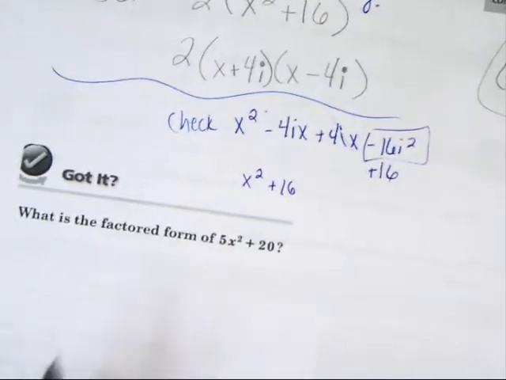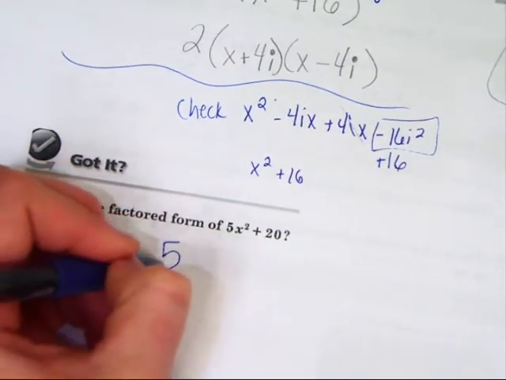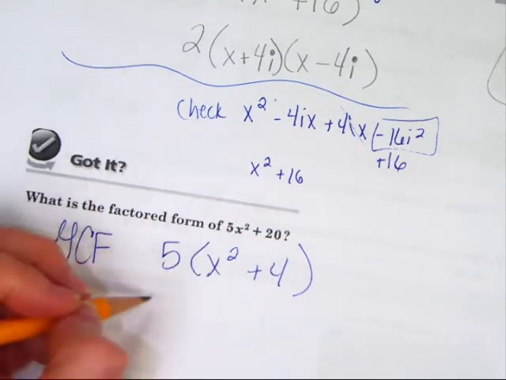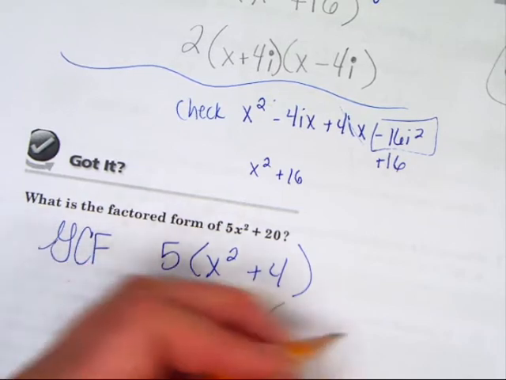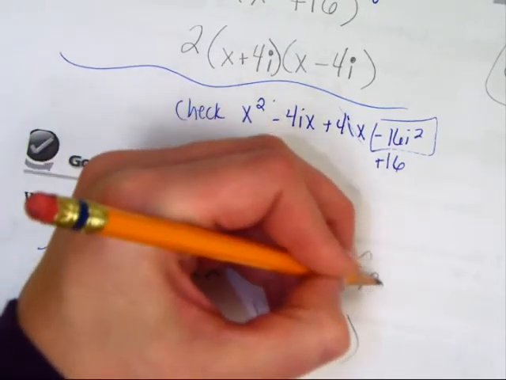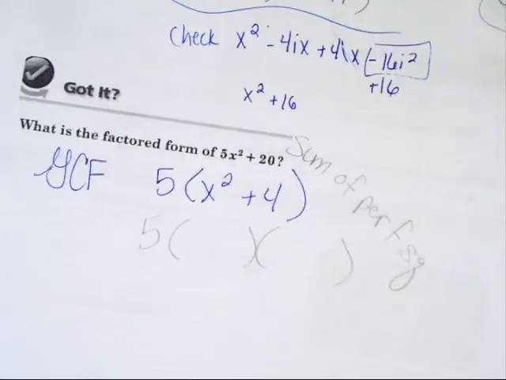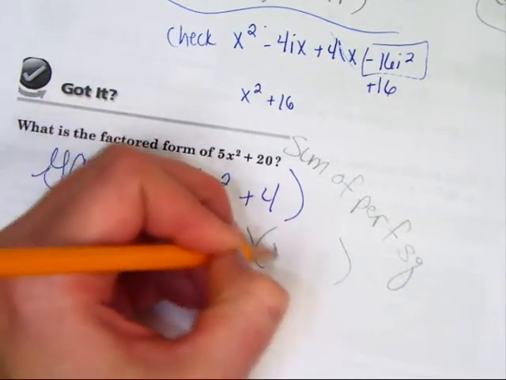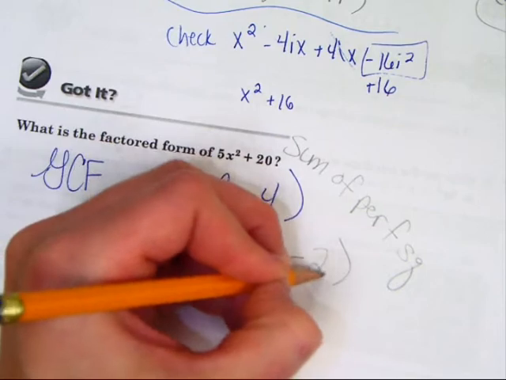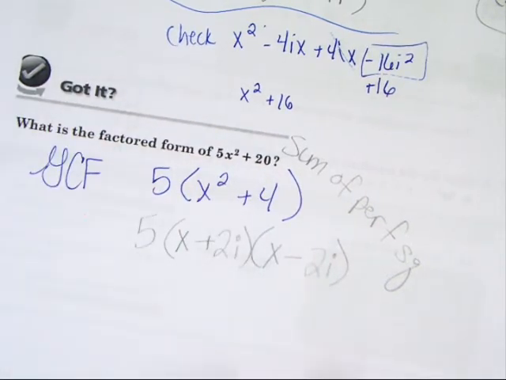Let's try it again. Look at the got it and take out a GCF if you can. You should take out a 5 and you'll be left with x squared plus 4. Why would that be beneficial? Because you know that these are perfect squares. This is the sum of perfect squares. If you ever have the sum of perfect squares, you do x plus and x minus. 4 breaks down to 2 and 2, but because it's the sum of perfect squares, you would need to do 2i and 2i.